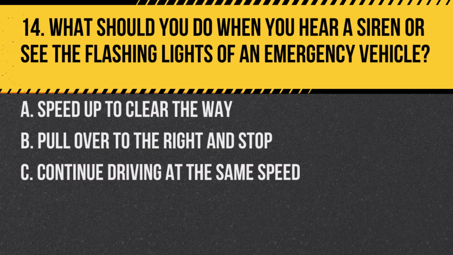Question 14. What should you do when you hear a siren or see the flashing lights of an emergency vehicle? A. Speed up to clear the way. B. Pull over to the right and stop. C. Continue driving at the same speed.